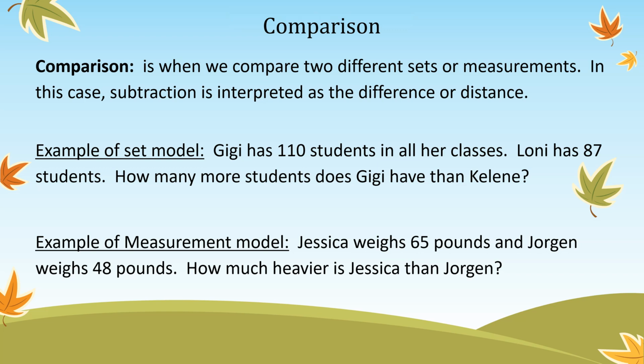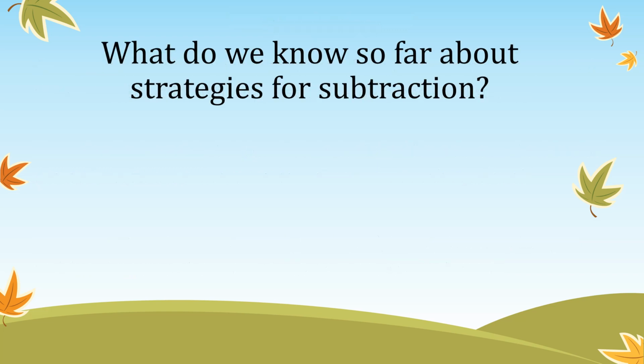Okay, now another measurement model would be Jessica weighed 65 pounds, whereas Jorgen only weighs 48 pounds. How much heavier is Jessica than Jorgen? So you're comparing two quantities, and that is the comparison model for subtraction.